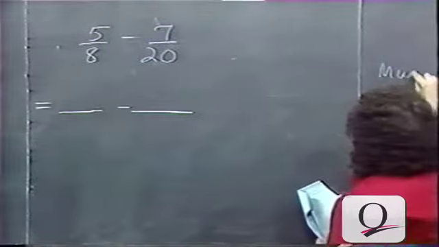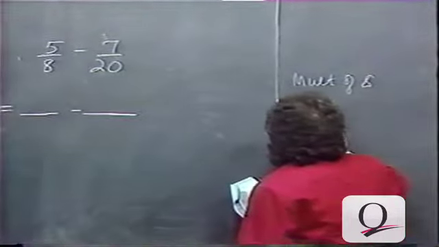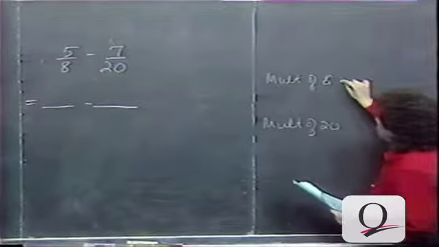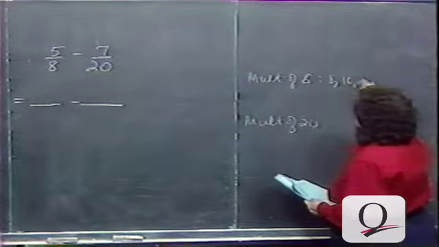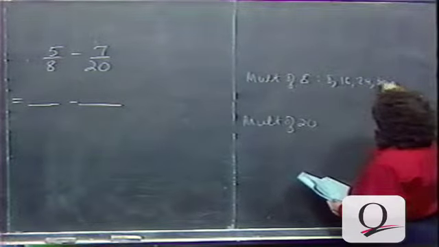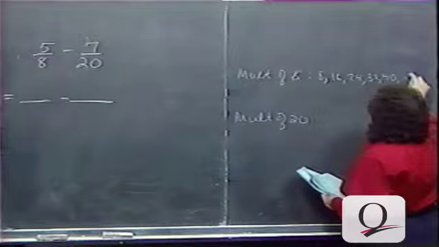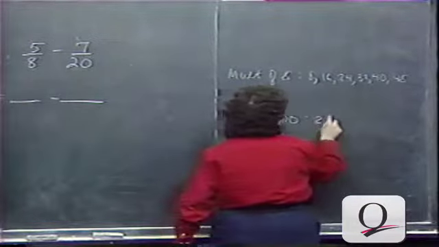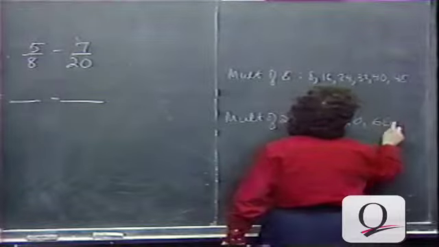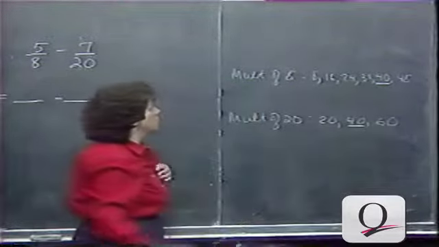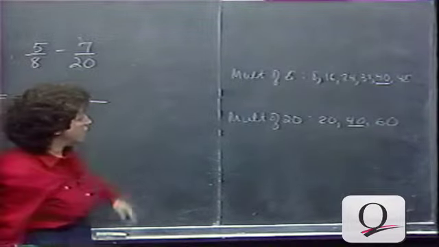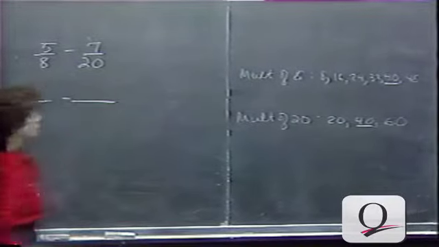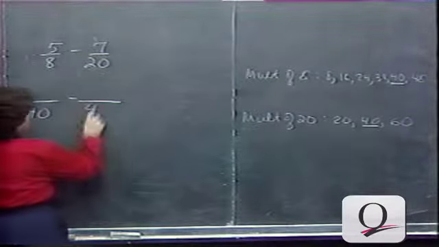Let's look at multiples of 8 and at multiples of 20. Multiples of 8. 8 times 1, 8 times 2, 8 times 3, 8 times 4, 8 times 5, 8 times 6, and so on. Multiples of 20. 20 times 1, 20 times 2, 20 times 3. And I've seen that there is a number in both lists, namely 40. That's going to be the least common multiple for 8 and 20, the smallest number that is a multiple of both of these. So 40 will also be the lowest common denominator.